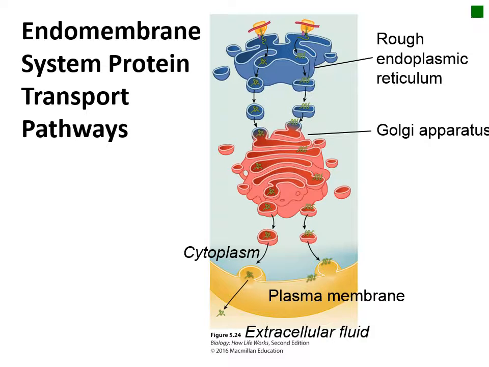Proteins produced by ribosomes on the rough endoplasmic reticulum end up within the lumen of the endomembrane system, embedded in the membranes of the cell, or secreted into the extracellular fluid.